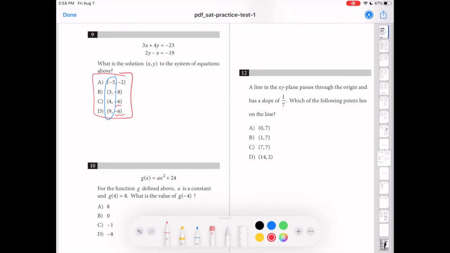So we are going to solve for x first. We want to make the y same and eliminate them. 3x plus 4y equals -23. Let's multiply this row by 2. We get -2x plus 4y equals -38. Eliminate by subtracting, so 5x equals 38 minus 23. That should be 15. x equals 3. Has to be B.